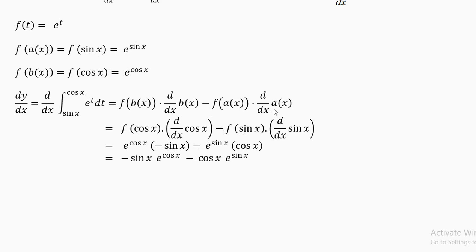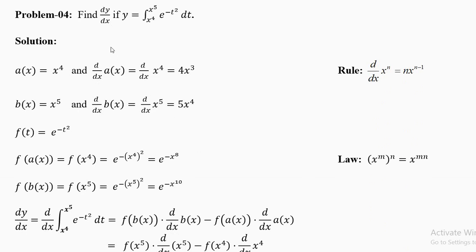F of a into derivative of a: f of sin x into derivative of sin x. F of sin x is e power sin x, exponential sin x we call it. Then derivative of sine is cosine, better to put a bracket. Now this cosine you can take on the left, and with the minus sine you'll get minus sin x exponential cos x minus cos x exponential sin x. You can say exponential or e power sin x. Both are fine.